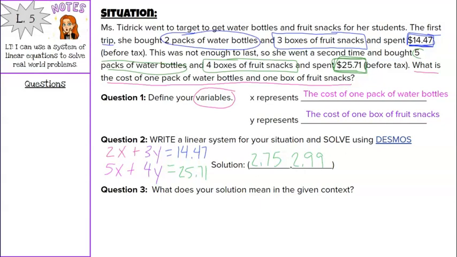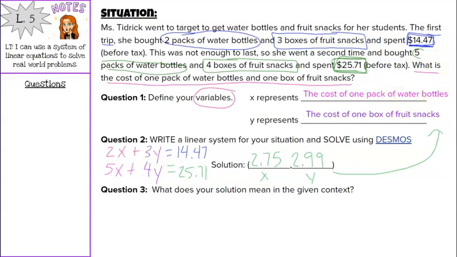So now we have to answer the next question, which is what does your solution mean in the given context? Give it meaning. These aren't just numbers. They actually have a meaning behind them. So your solution is x, y. So we're going to look up here and, well, what did our x and our y values represent?